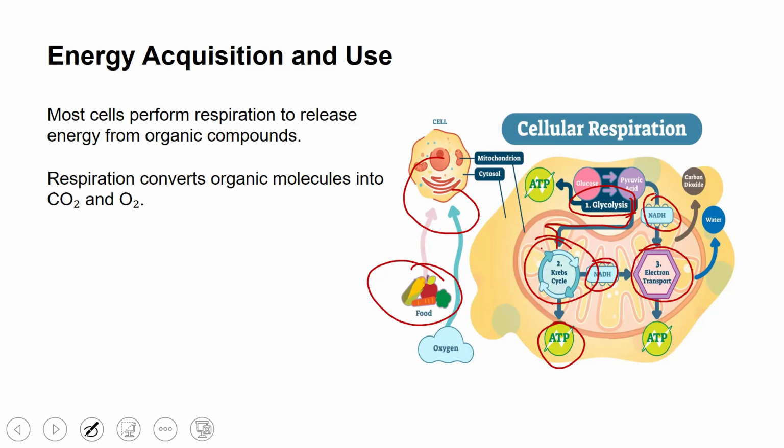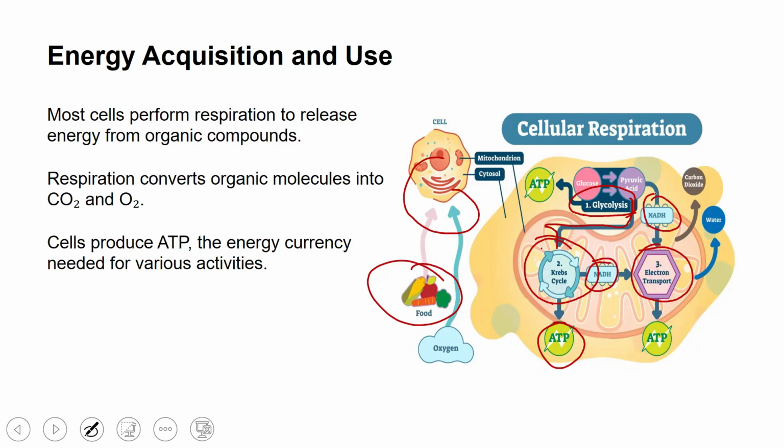So cells produce ATP, and the ATP is the energy currency needed for various activities. The various activities that we do are due to the energy produced from the food that we take, in the form of ATP. So the ATP is the energy currency that we need for various activities.